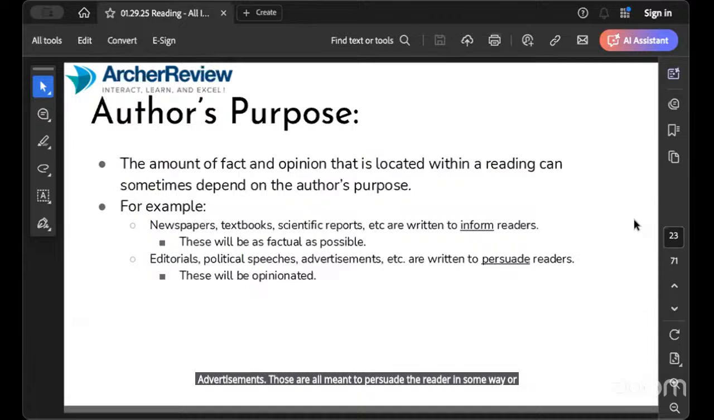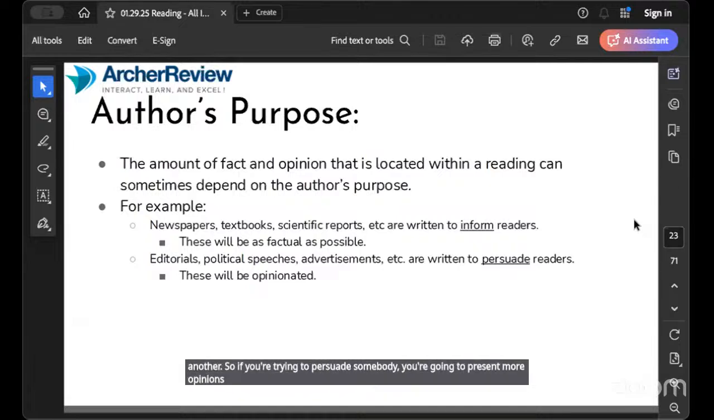So if you're trying to persuade somebody, you're going to present more opinions. They're going to be more opinionated. They're not typically going to be based on facts.